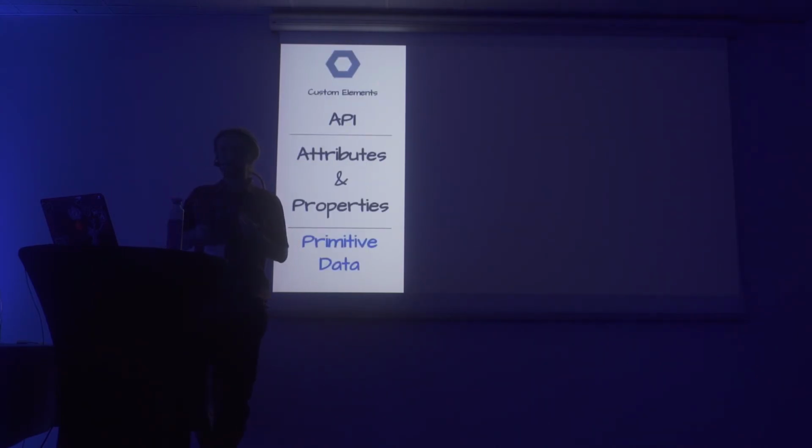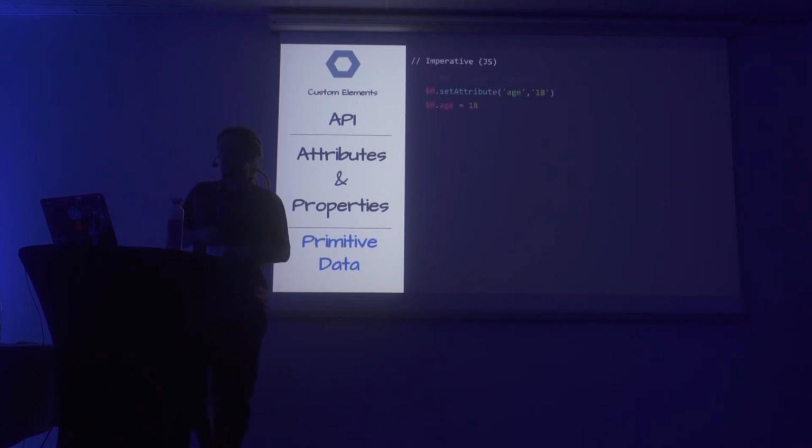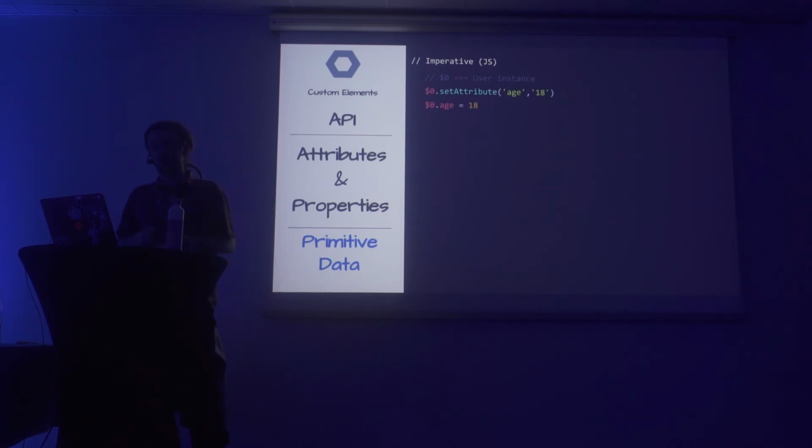What about attributes and properties in terms of primitive data? How do you set primitive data? What I mean by primitive data is just JavaScript primitives, right? Number, string, boolean. So you can do it imperatively. Like the $0 is the queried element, the custom element. So you can set the attribute. But note, it will always be a string.